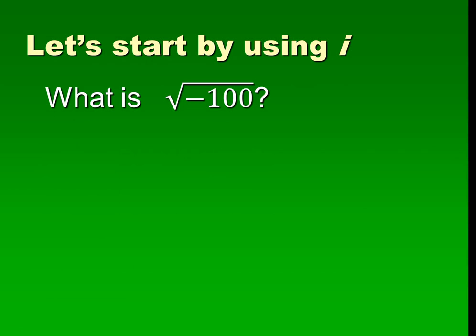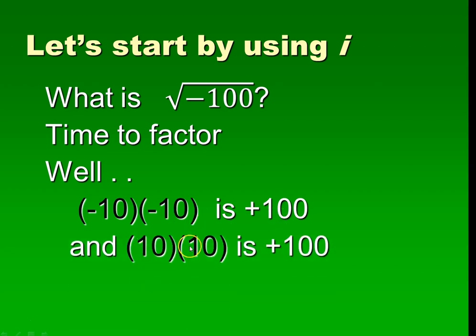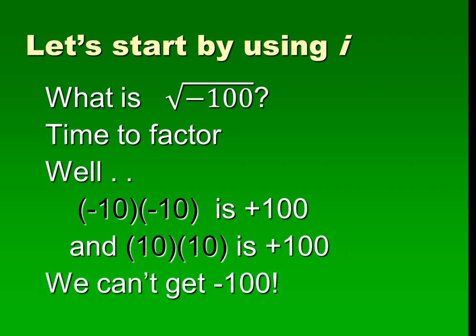What if we have the square root of -100? Well, we know from radicals that we need to factor. So let's factor and try to come up with 2 numbers that are exactly the same. If I tried -10 times -10, that won't work because that gives me +100. And if I try 10 times 10, I still get +100. There's no way I can do 2 numbers exactly alike and get -100. That's why this is imaginary.